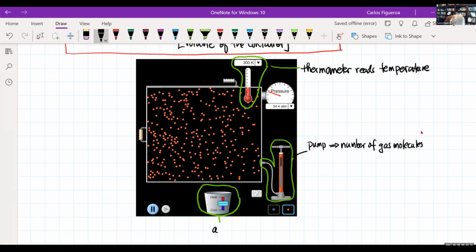So this adds, I should be careful, adds/removes heat, which then implies it changes temperature.